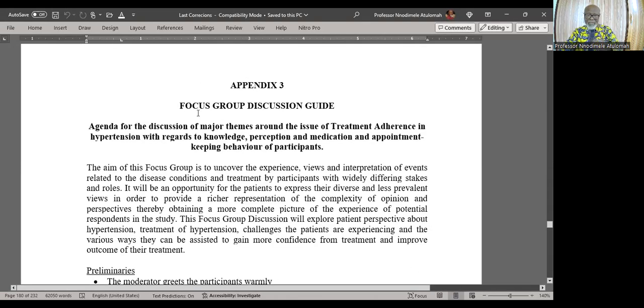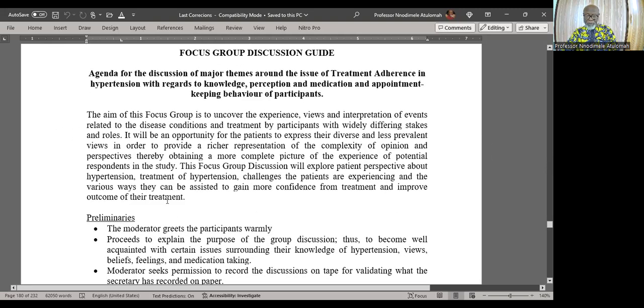All right, so this is what a typical focus group discussion guide looks like. It starts with the agenda for the discussion. It's a discussion, not a questionnaire. Discussion of major themes around the issue of treatment adherence in hypertension with regards to knowledge, perception, and so on. Okay, so there is a beginning. It says the aim of this focus group is to uncover the experience of the participants, their views, and interpretation of events related to the disease condition and treatment.